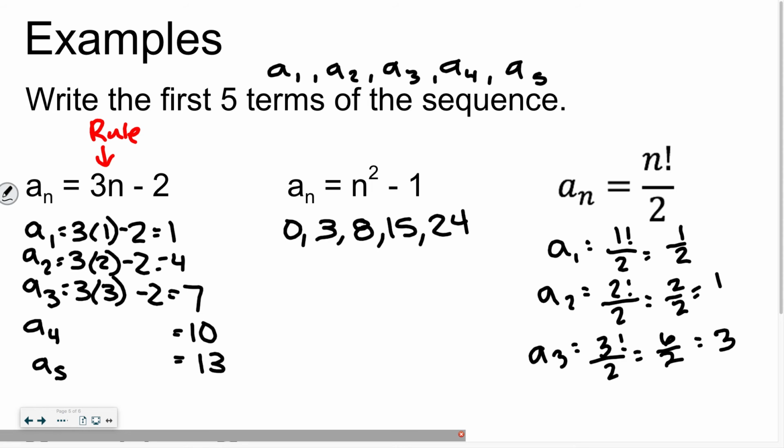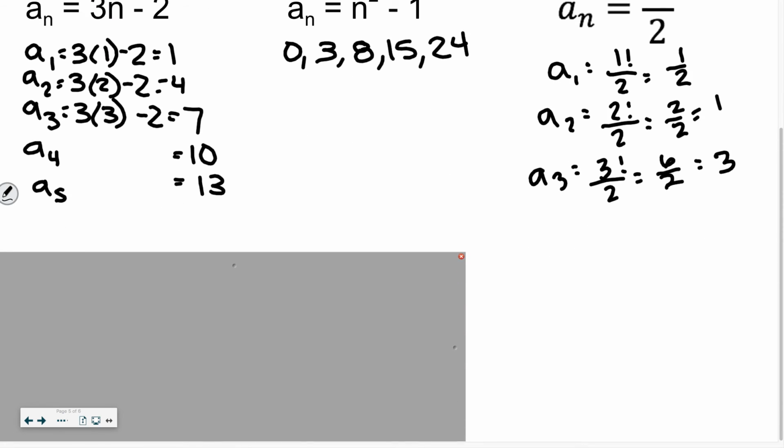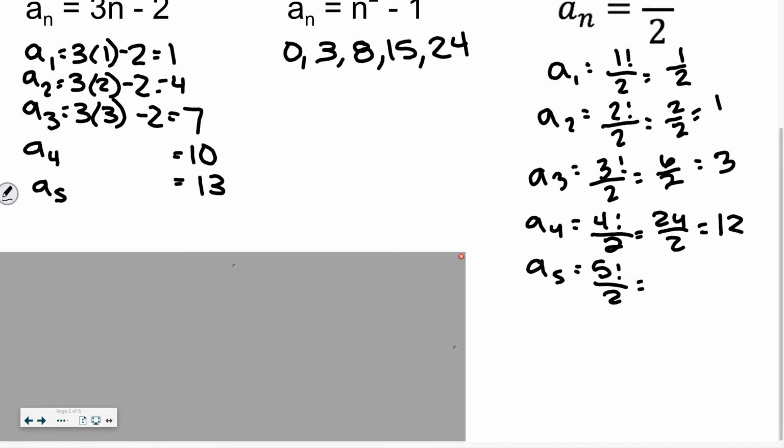Then what's 4 factorial? 24. You're taking 6 times 4 now. So that's 24 over 2, which is 12. And then what's 5 factorial? 120 divided by 2. That gives me 60. So 1/2, 1, 3, 12, 60.